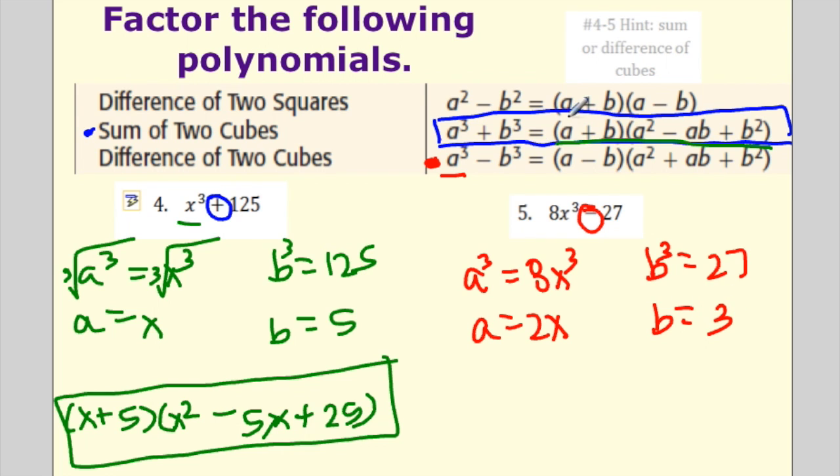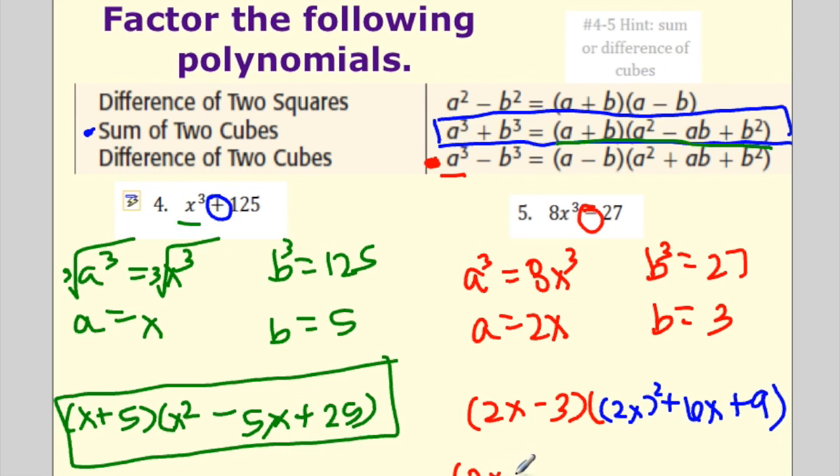Okay, so it's always a and b in the first parentheses, and this one's subtraction, so it's going to be a minus b. So it's 2x minus 3, parenthesis. Now it's my a squared, so we've got to be careful here. It's all of a squared, minus, this is subtraction, so plus a times b. 2 times 3 is 6, so it's 6x, plus our b squared. 3 squared is 9.